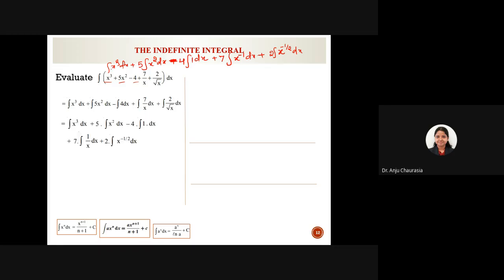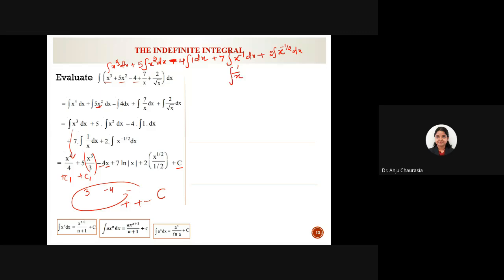So here, the integration of x cube is x to the 4 by 4, because the integration of x raised to n is x raised to n plus 1 divided by n plus 1, plus c for each term. But actually all the constants, maybe 3, maybe minus 4, when you add them, become a single constant. That's why I put only one c here. You can see the integration of x square is x cube by 3, 5 is outside, the integration of 1 with respect to x is x. So that is minus 4 into x.